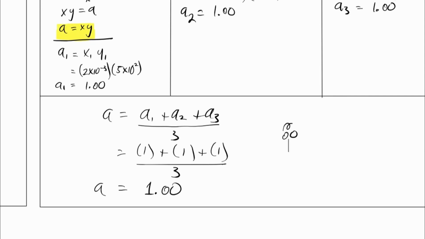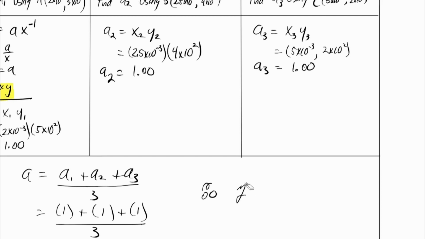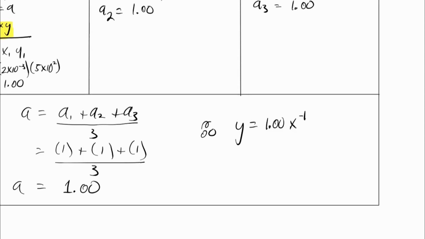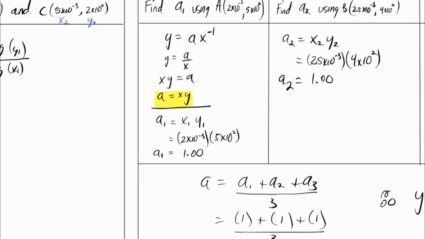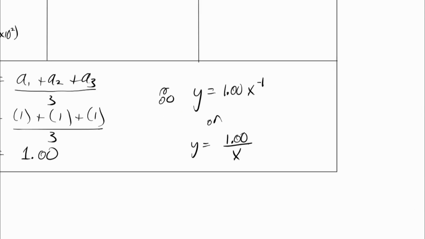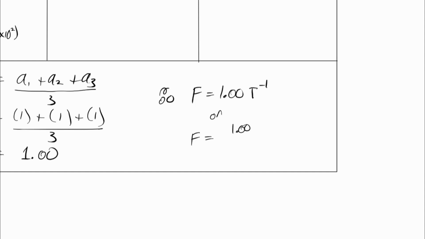Therefore, now we can complete our equation. y is equal to 1.00 x to the negative 1. But I don't want you to leave it like this. I want you to do it like this, y is equal to 1 over x, except I did one thing that was goofy. I just realized what silly mistake I made. It should have been f and t, not x and y. So we have to fix this. All right, let's start from scratch. F is equal to 1.00 t to the negative 1, or f is equal to 1.00 over t.